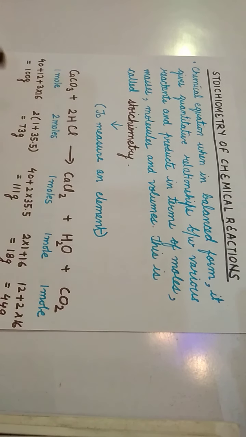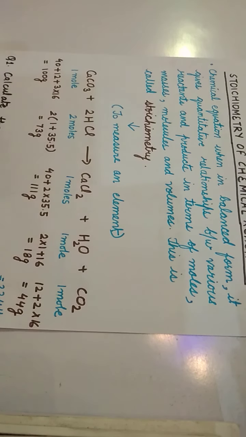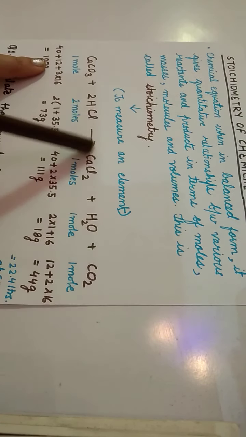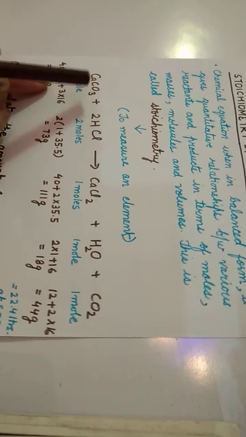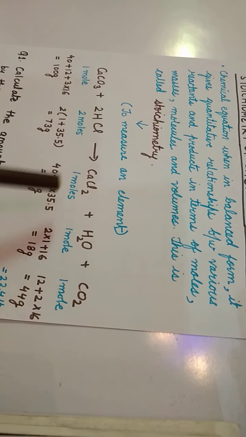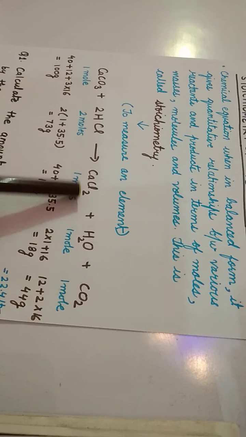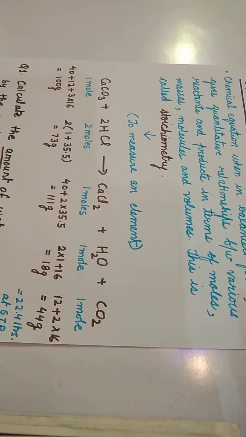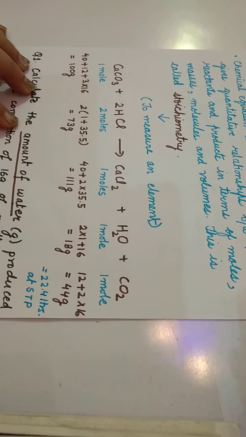Stoichiometry is a Greek word which means to measure an element. So here we are going to measure each and every element of the reactant side and each and every element of the product side. Like in the reactant side, we have elements calcium, carbon, oxygen, hydrogen, chlorine, and in the product side, we have elements calcium, chlorine, hydrogen, oxygen, carbon, oxygen. So it is generally to measure each and every element on the reactant and the product side in a balanced chemical equation.